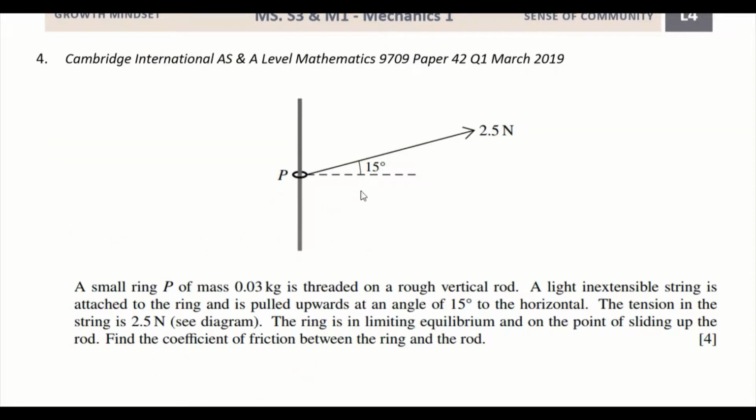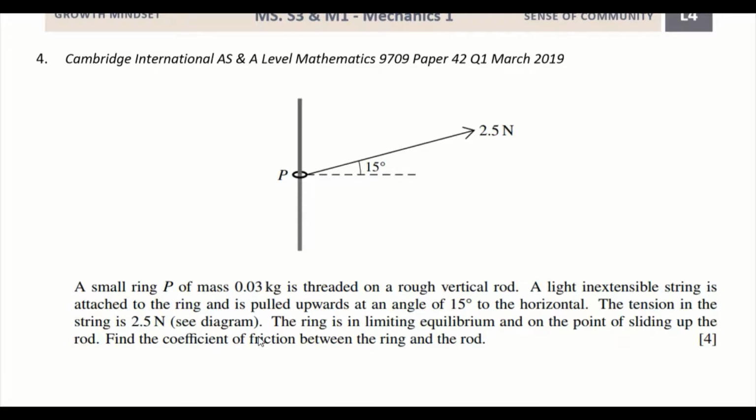Alright, number 4, a small ring P of mass 0.03 kg is threaded on a rough vertical rod. So this sentence tells us that there will be friction between the ring and the rod because it's a rough rod. Then a light inextensible string is attached to the ring and is pulled at an angle of 15 degrees to the horizontal. So this is the tension of the string. The ring is in limiting equilibrium and on the point of sliding up the rod. The question one is to find the coefficient of friction.